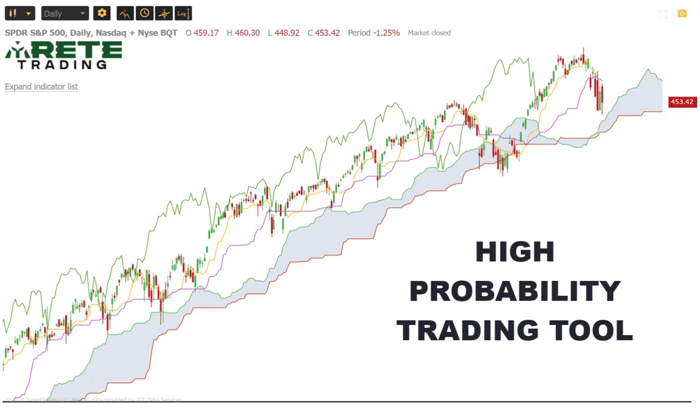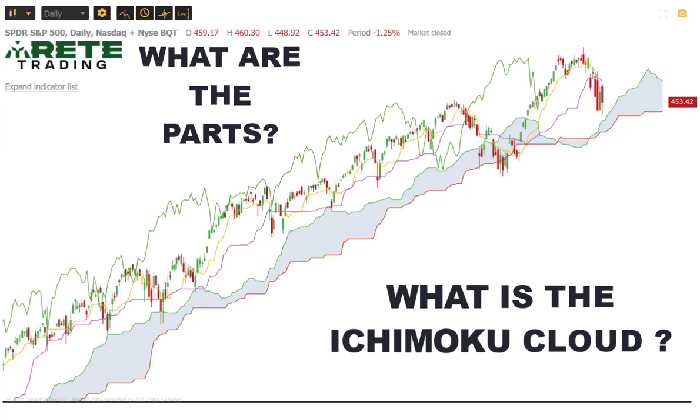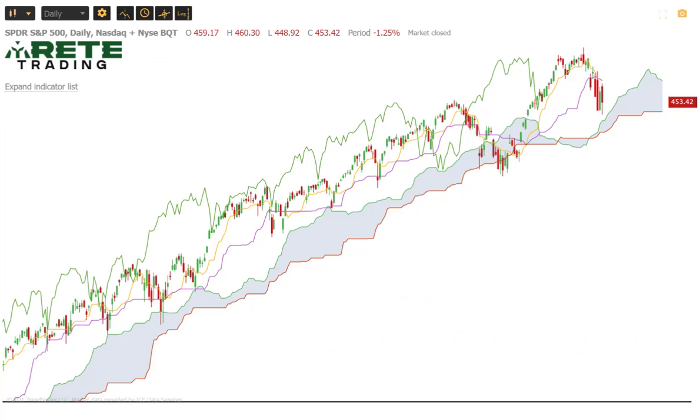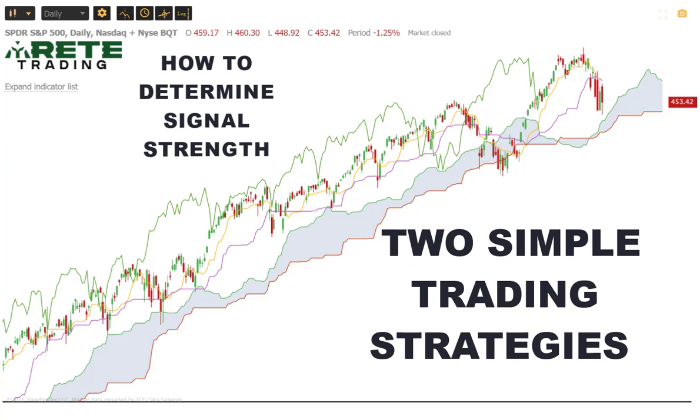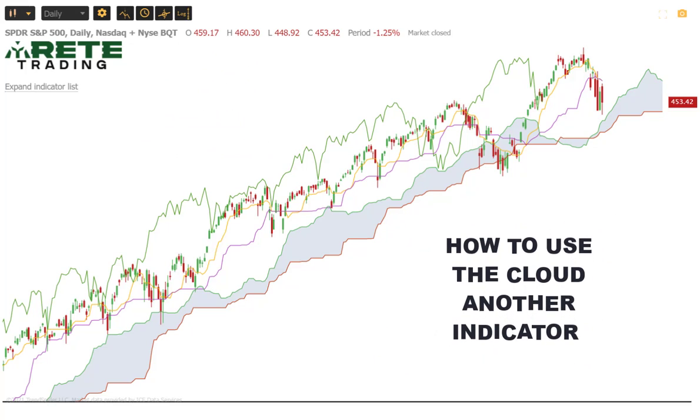Now today we're going to go through a very basic understanding of it. We're going to talk about what it is. We're going to talk about the parts of it. We're going to talk about how those parts are calculated. I'm going to give two simple signals and then how to determine the strength of those signals. And I want to show how to combine it with another indicator. But it's important to have a general grasp of this.